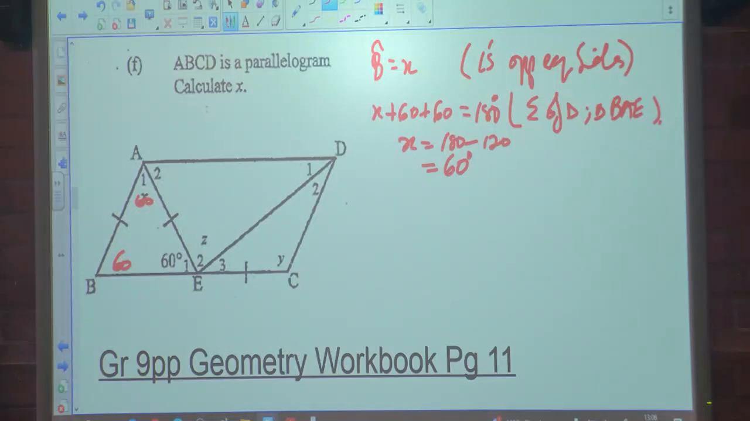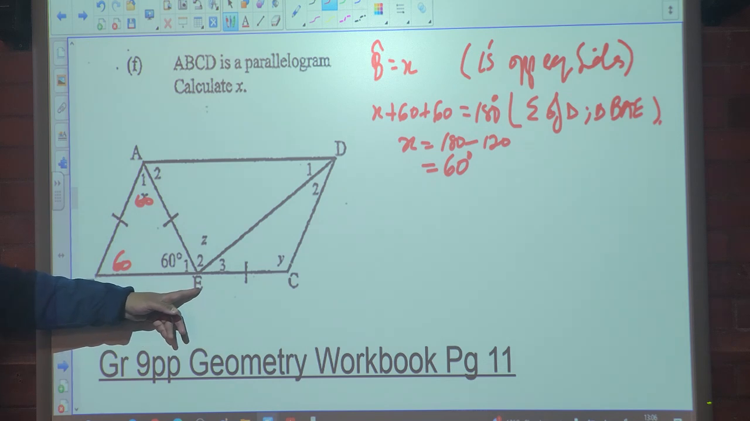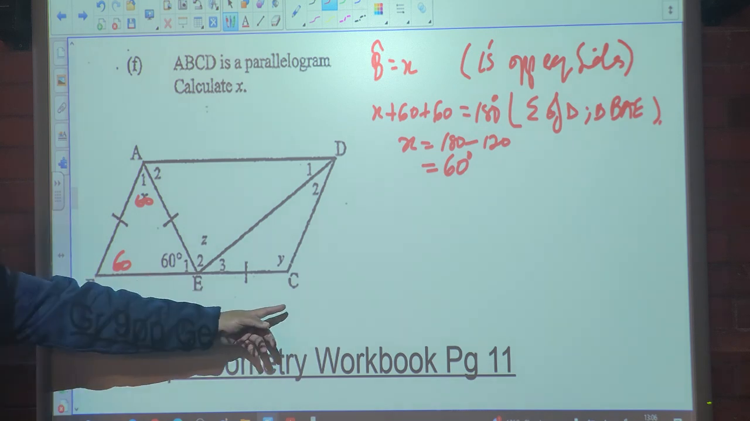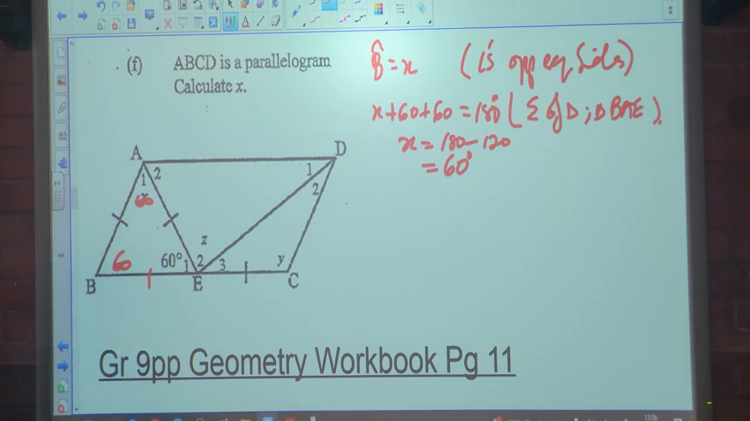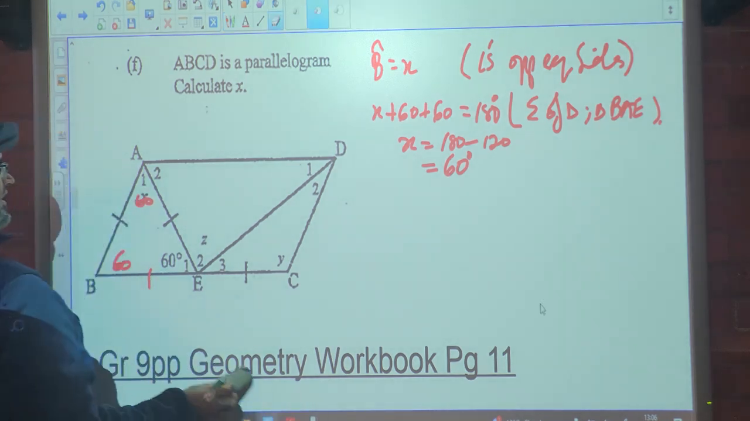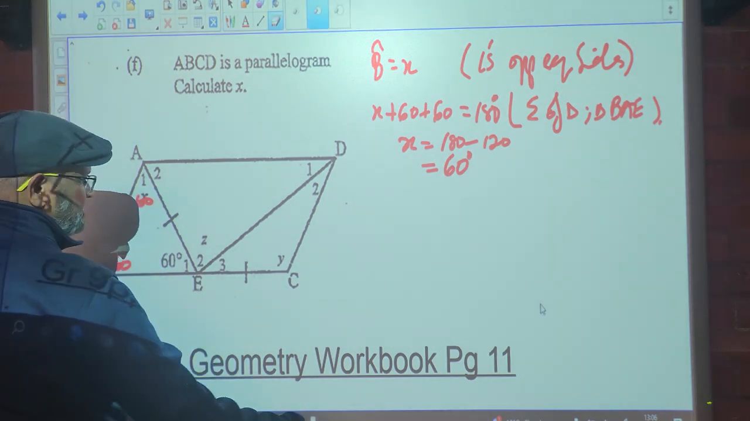What type of triangle is this? Equilateral triangle. So which means to say, this is actually the midpoint of this line here. Not so? Why? Because all of this will get the same marking now. Can you see that? Okay, that wasn't awesome. Let's look at y. How are you going to calculate y?